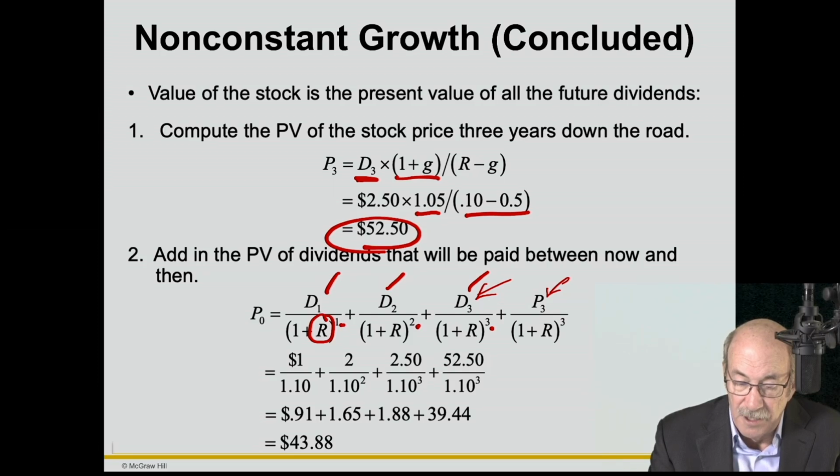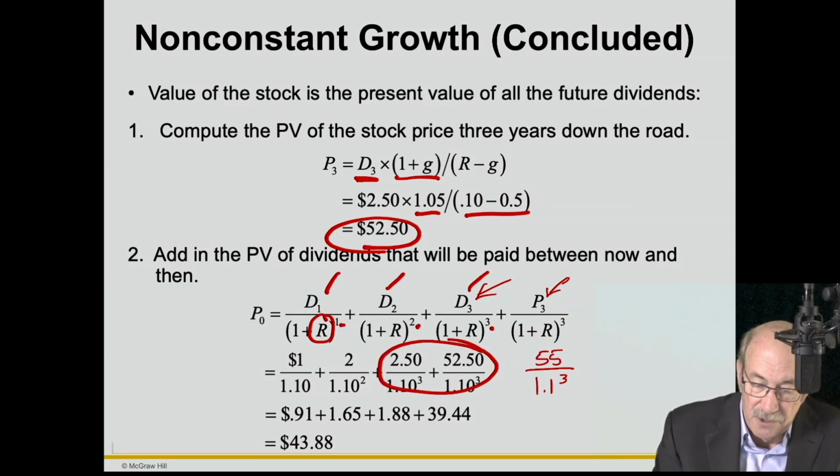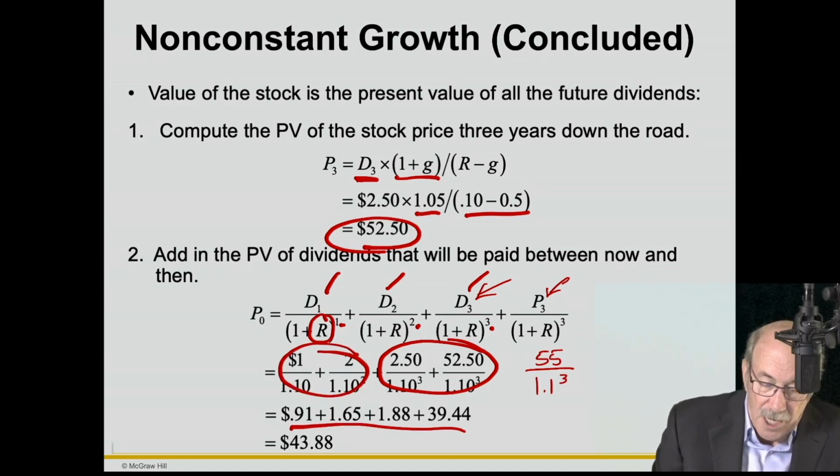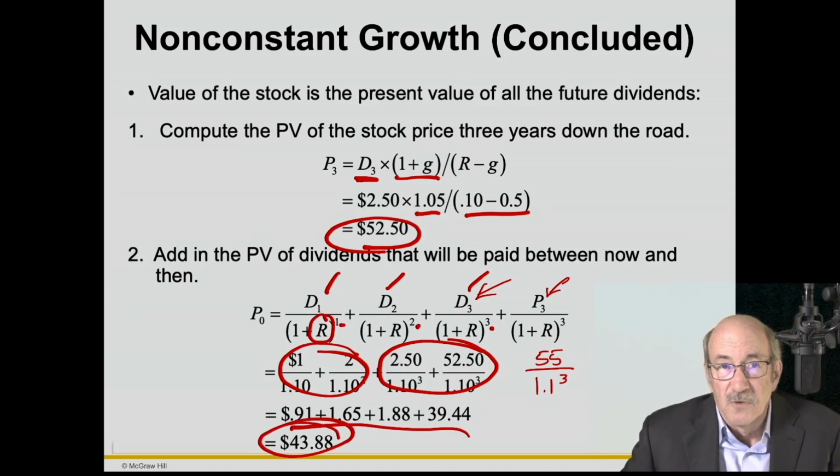So we could have the $55 divided by 1.1 raised to the third power. And that would give you the same value as these two fractions here. And then get the present value of these two, add them all together, and we find that this particular stock is worth $43.88 today. So now we have a method of dealing with no growth, constant growth, and even non-constant growth.